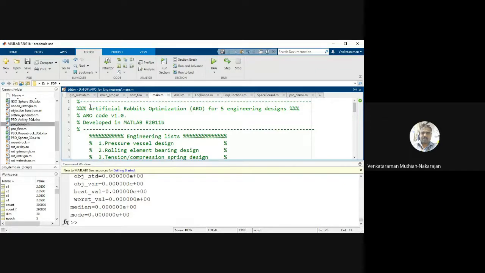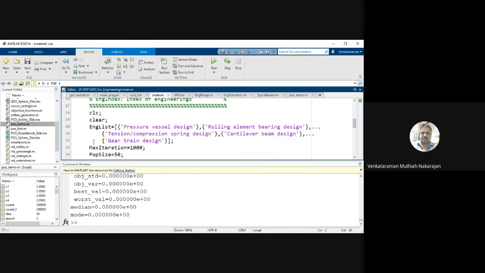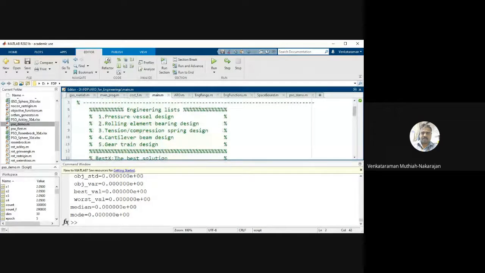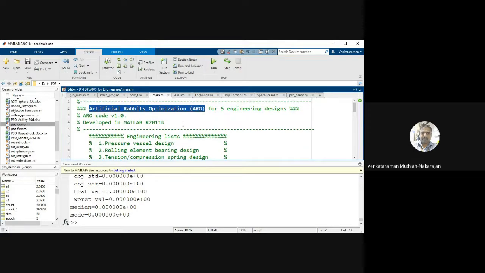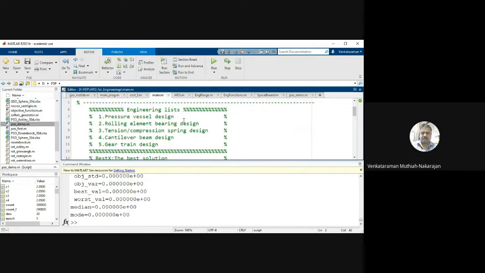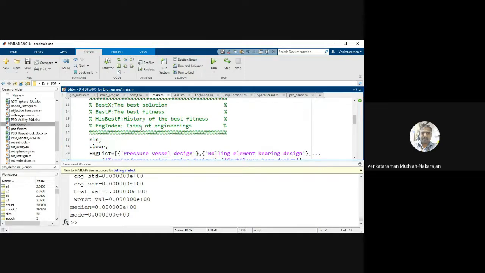Okay. So they have developed an algorithm called artificial rabbits optimization, and they have proven that the algorithm works for 5 different engineering tasks, namely pressure vessel design, rolling element bearing design, tension compression spring design, cantilever beam design, and gear train design. So if you look carefully, we want to test these algorithms for the same problems. We would like to use particle swarm optimization over these problems, and we see how it works.